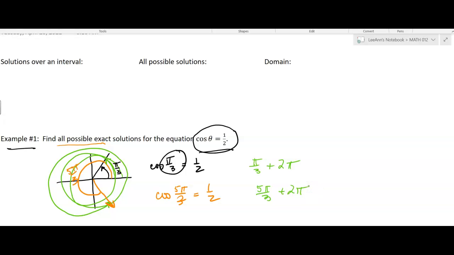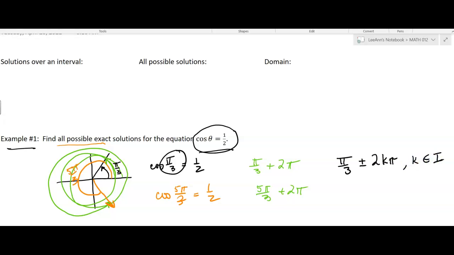So these are answers. And then you could say, couldn't you go around the circle again? Yep. So we have a way of writing that. Here are the actual solutions: pi over 3 plus or minus, because you could go around the circle in the other direction, 2k pi. And what we're saying is k is an integer.